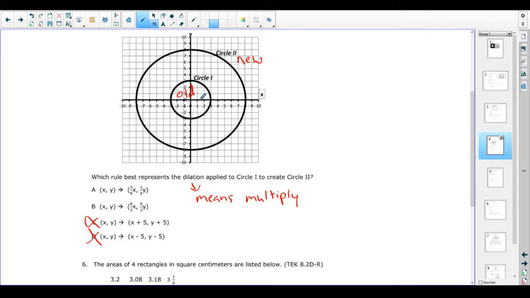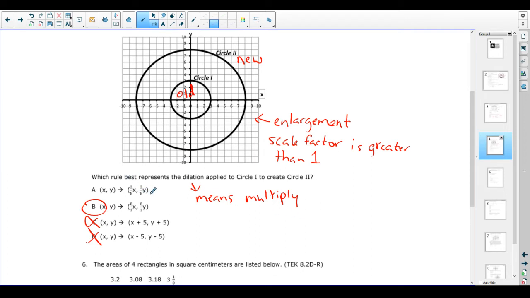From there, we look at what happened. Our old circle was small, our new circle is bigger, so this is an enlargement. Get bigger, enlargement, which means the scale factor is greater than 1. So whatever we multiplied had to be something bigger than 1. So if I look at my 2 remaining choices, I've got 3 to 8 or 8 to 3. Only one of those is greater than 1, and that is B.